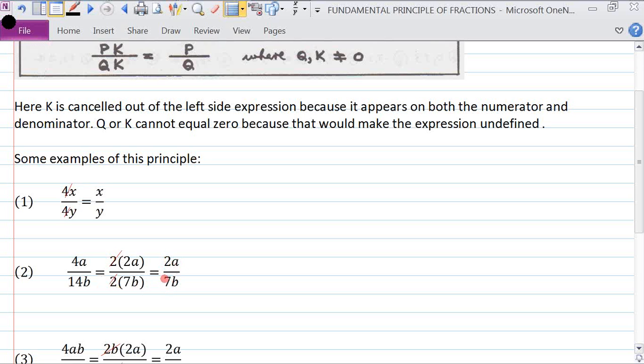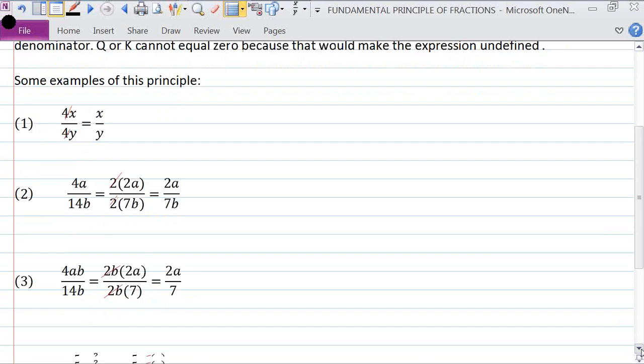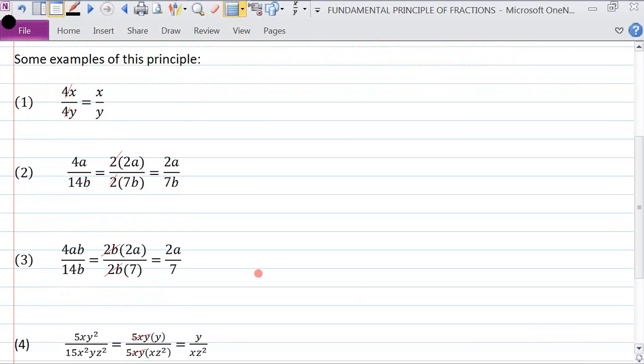Now, I always look at this expression when I finally get something, as I should have done over here, and see if I can reduce it any more. Well, you see, there's no way, there's no number that goes into both 2 and 7, so I can't reduce that any more. So always ask yourself at the end, can something be reduced?